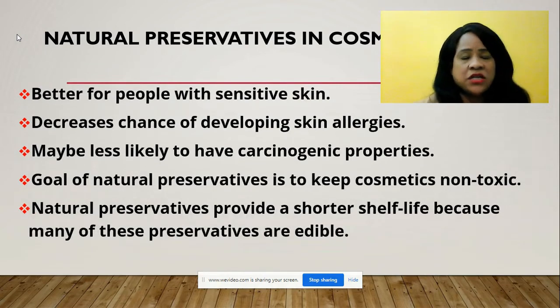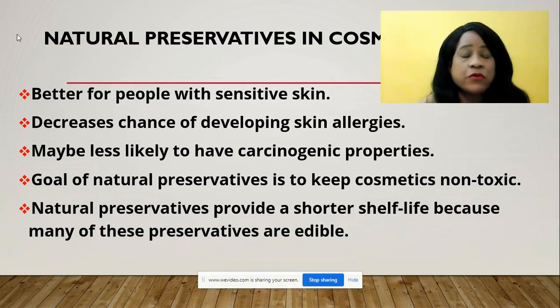Here's some more information as it relates to natural preservatives in cosmetics. Natural preservatives are better for people who have sensitive skin. Natural preservatives will decrease the chances of developing skin allergies. Natural preservatives may be less likely to have carcinogenic properties. The goal of a natural preservative is to keep the product non-toxic.